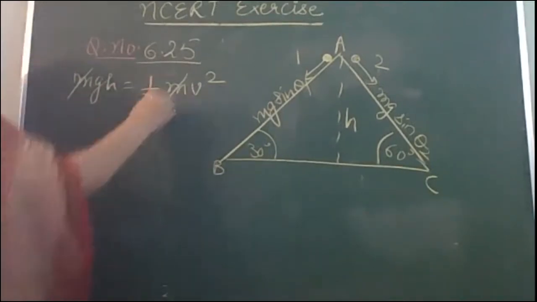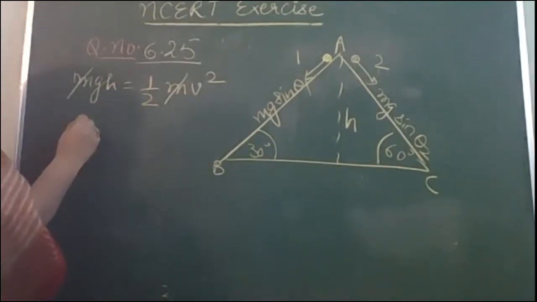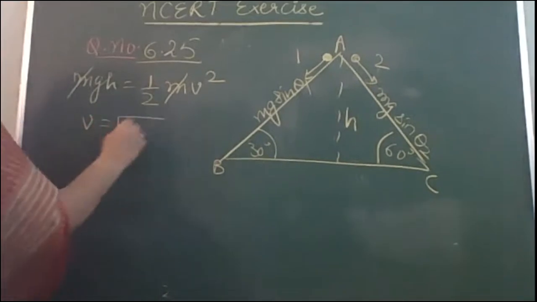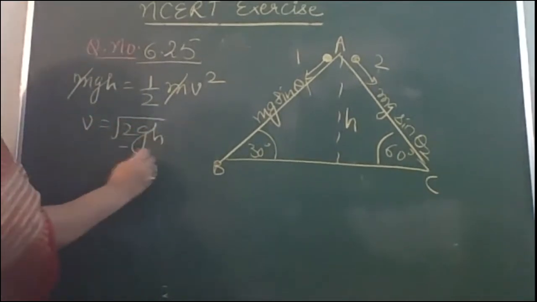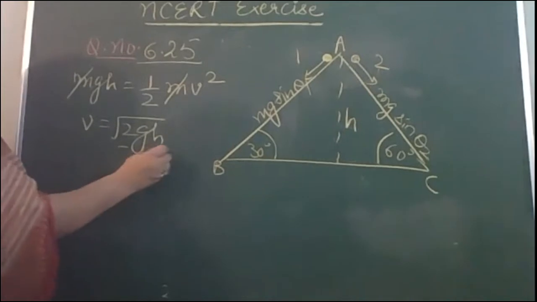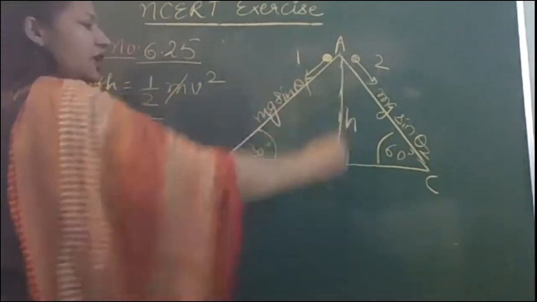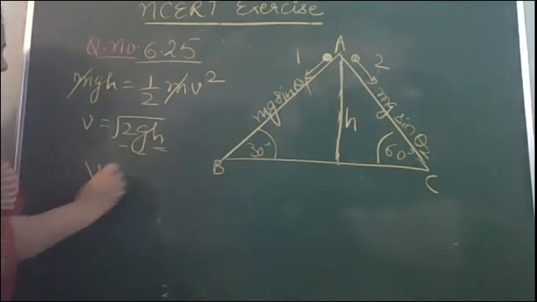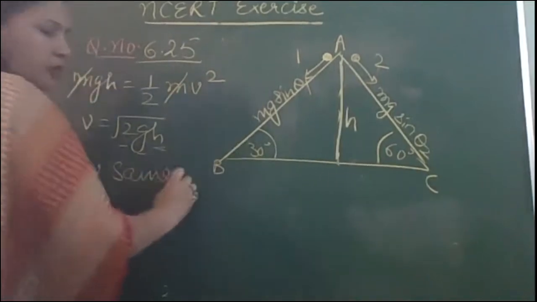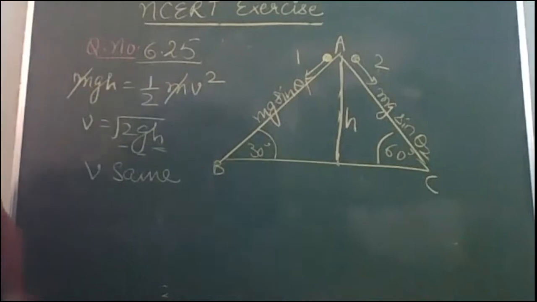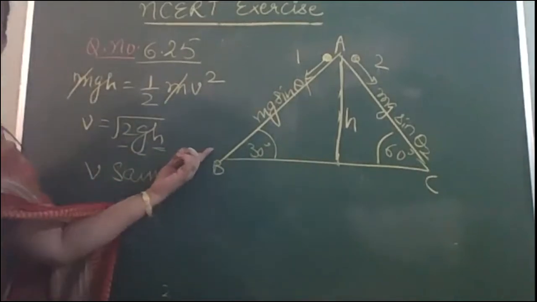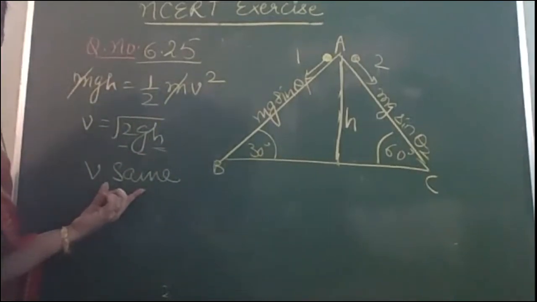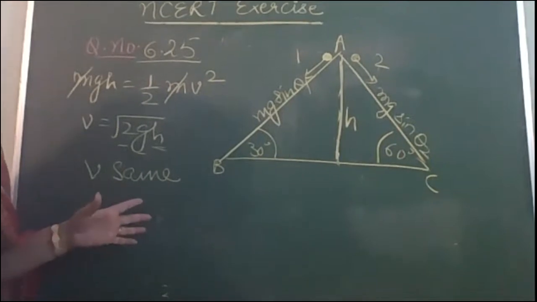So m gets cancelled. We see that the speed is dependent upon the height because 2 and g are constants. So it depends upon height. And since the vertical height is also the same in this case, the velocity remains the same. So yes, both the stones will fall down the inclined plane. They will reach the bottom with the same velocity. Velocity will be the same.